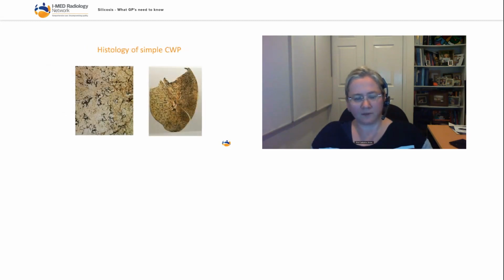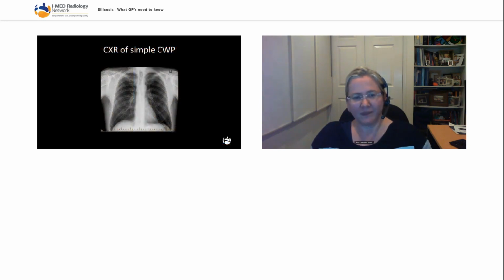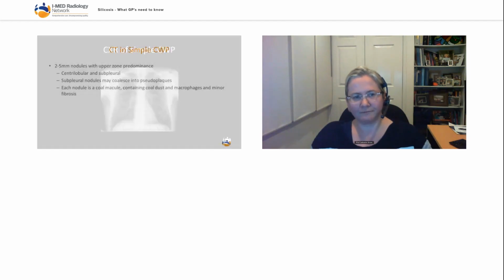Here is a histopathological slide showing what a simple CWP lung looks like. It looks black because of the black coal macules, and so that's why it's called black lung. When we look at the chest x-ray of someone with simple CWP, it can be remarkably deceptively normal looking. And that's because the nodules can be very small and haven't started to cause any distortion.